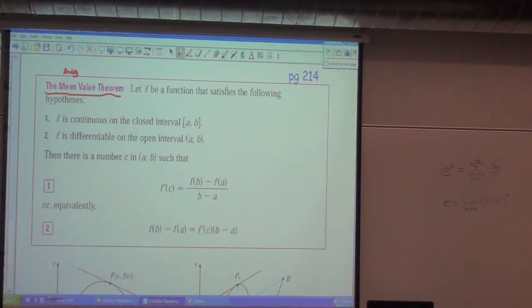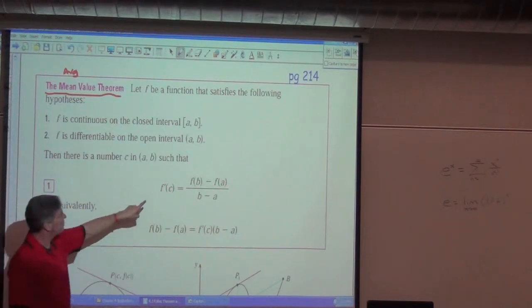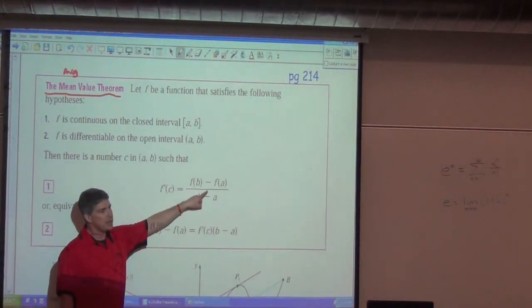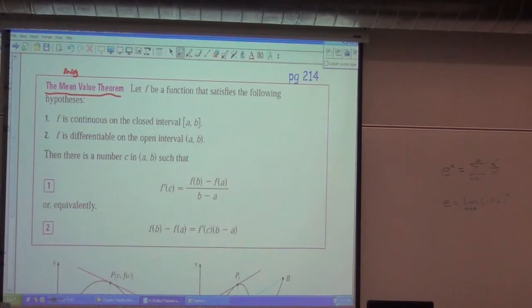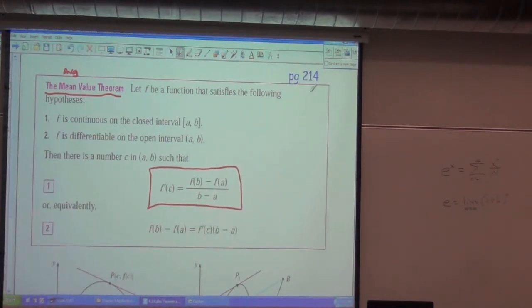The average value theorem only has two hypotheses. F has to be continuous on the closed interval a to b and differentiable on the open interval a to b. If that's true, then somewhere in between a and b, the first derivative equals the average rate of change. And this one's on page 214 in your book.